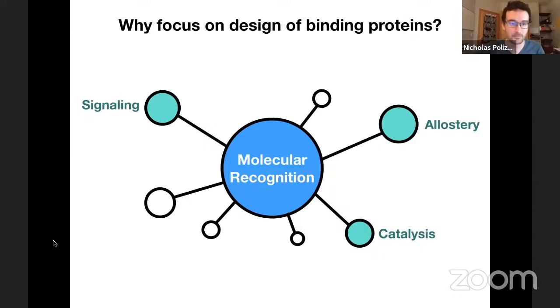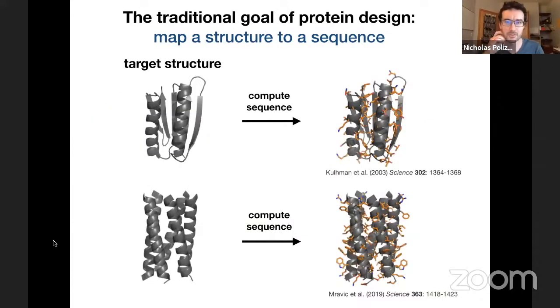Just to remind everybody here, since it's such a diverse audience, the traditional goal of protein design was really to map a structure to a protein sequence. So you start with some target protein structure. It could be actual coordinates, or it could be just a general fold. And the goal was to figure out what sequence or sequences would actually fold to that structure to stabilize it.